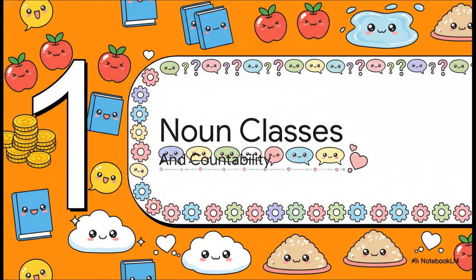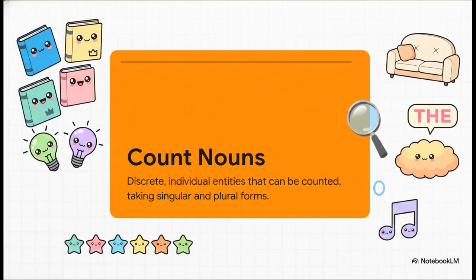All right, let's jump right into section 1, noun classes and countability. Because before we can quantify anything, we really have to categorize our nouns based on some strict inherent criteria. As established in Quirk's incredibly comprehensive grammar framework, the primary division here rests entirely on countability. Count nouns represent discrete, individual entities that you can easily pluralize, think books or ideas. Conversely, non-count nouns, like furniture or warmth, denote an undifferentiated mass.